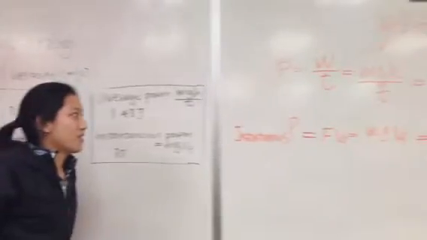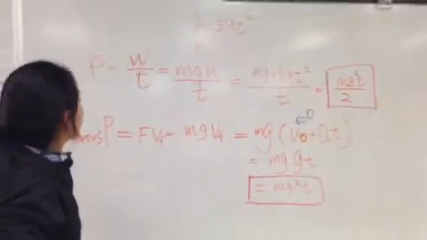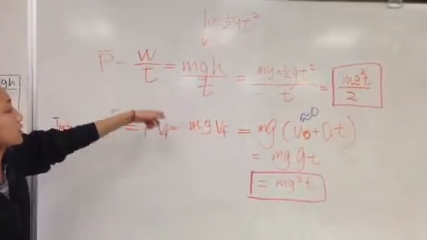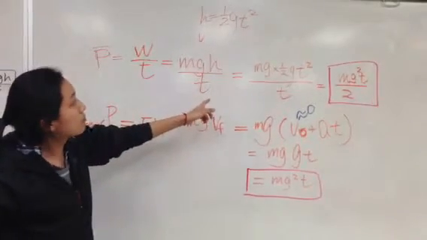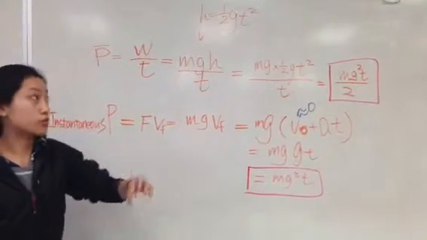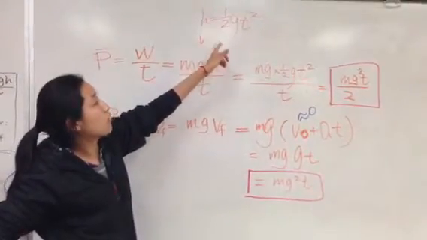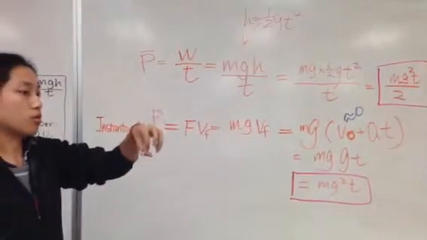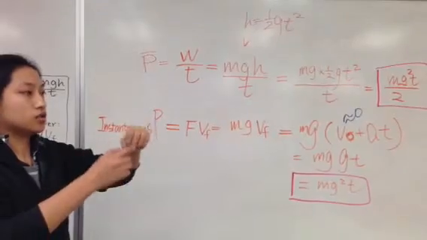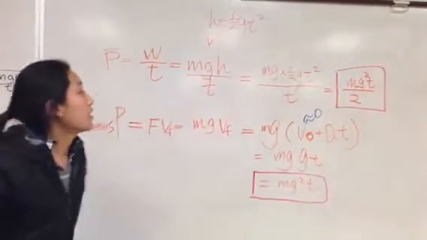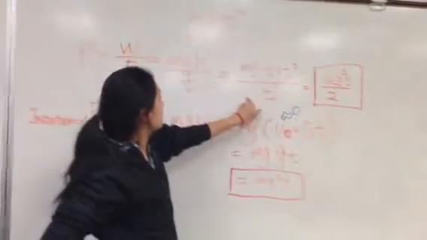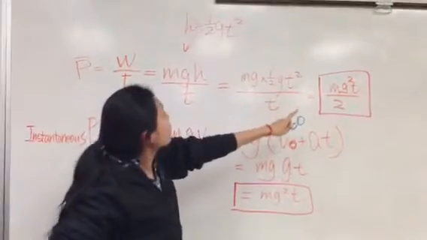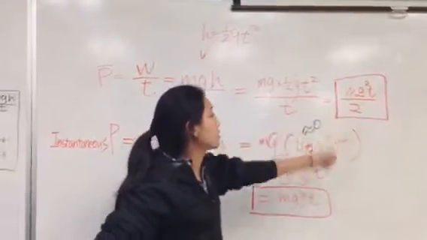So here we come to our proof for that. The average power is work over time, which is mgh over time. And we use the free fall equation, h equals 1/2 gt squared, when we drop the ball at v naught equals 0. So we can use this equation, and then we just do some math, plug in h, and we get the average power equals mg squared t over 2.